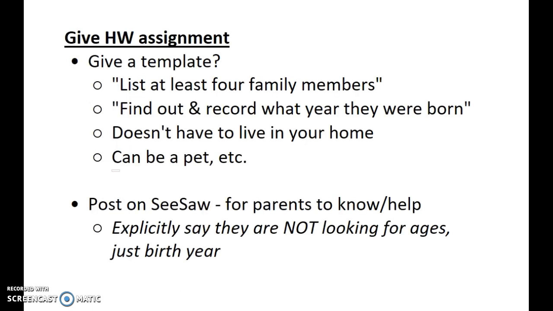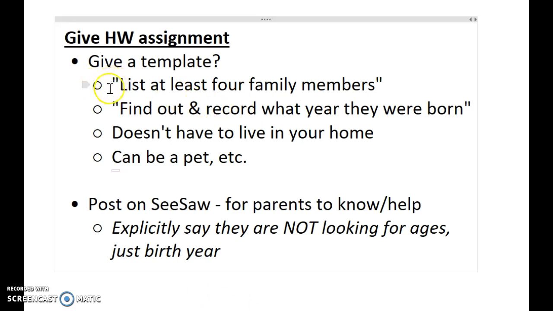All right, next part of this lesson is to give the homework assignment. The homework assignment is for the kids to go home and find out what year a bunch of people in their family were born. So the book doesn't give any template for this, any worksheet, but we might want to write one up and make copies of it just so that the kids have a standardized piece of paper to bring home that says the directions in writing.